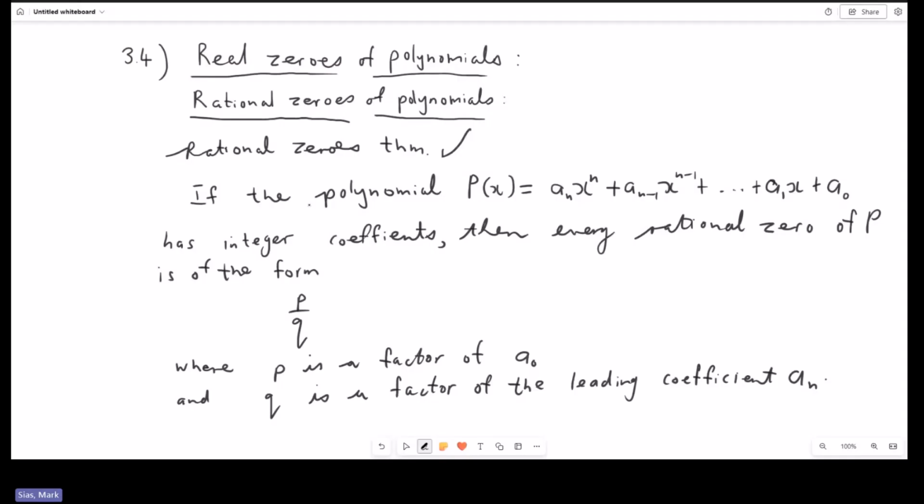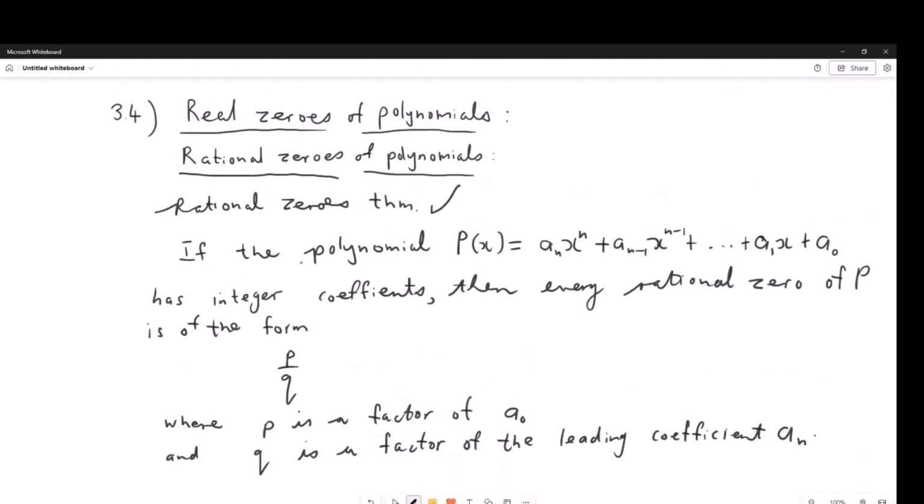Says the following. That's the theorem there. So if the polynomial p of x is equal to a subscript n times x to the n plus a subscript n minus 1 times x to the n minus 1 plus, and those three dots denote other terms in between there, a1x plus a0. So those a_n, a subscript n minus 1, a subscript 1, a0, those are real coefficients, okay?